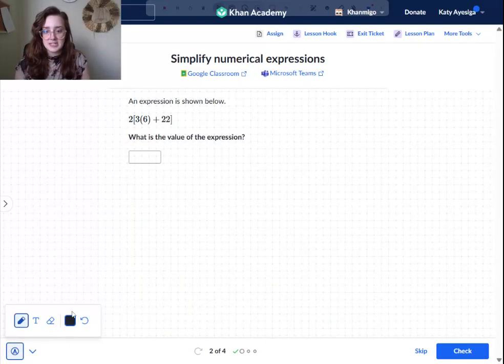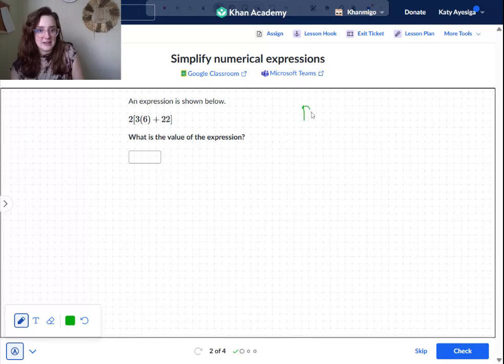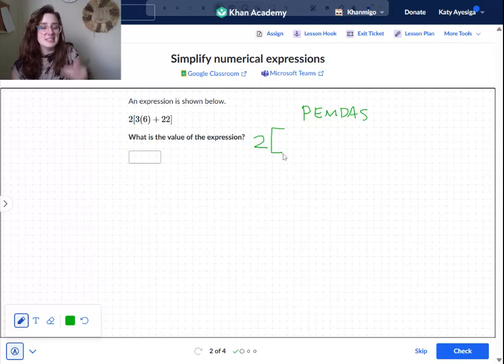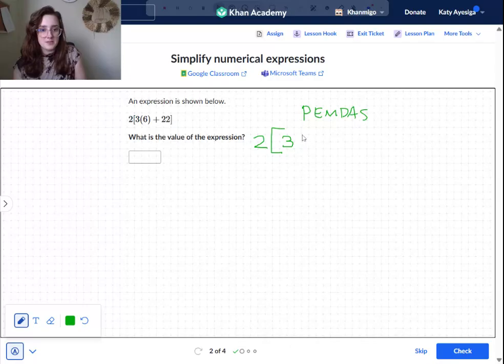All right, so looking at this one, it looks a little neater, a little cleaner, a little smaller. So we're going to rewrite again, PEMDAS. Just like I said before, it's nice to rewrite everything to help us identify what they are giving us. Sometimes rewriting it helps clear our head, like, okay, this is what we're given. So 2 bracket 3 times 6 plus 22 bracket.